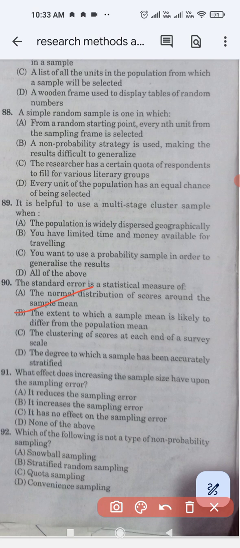Now, question number 86. Written accounts of quantitative research rarely include the result of reliability and validity tests because option A, researchers are more interested in reporting their operational definitions. Option B, researchers don't really think that these tests are important. Option C, journal editors have banned these kinds of articles. And option D, researchers are more interested in reporting their substantive findings. So the correct answer of this question is option D.